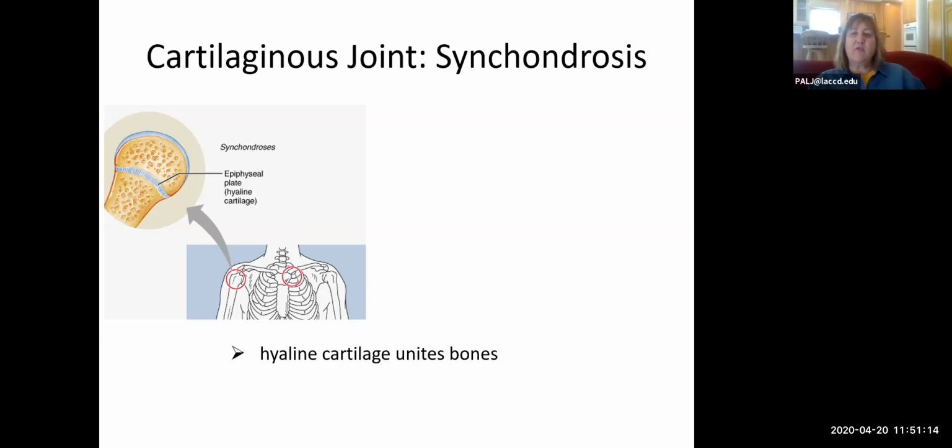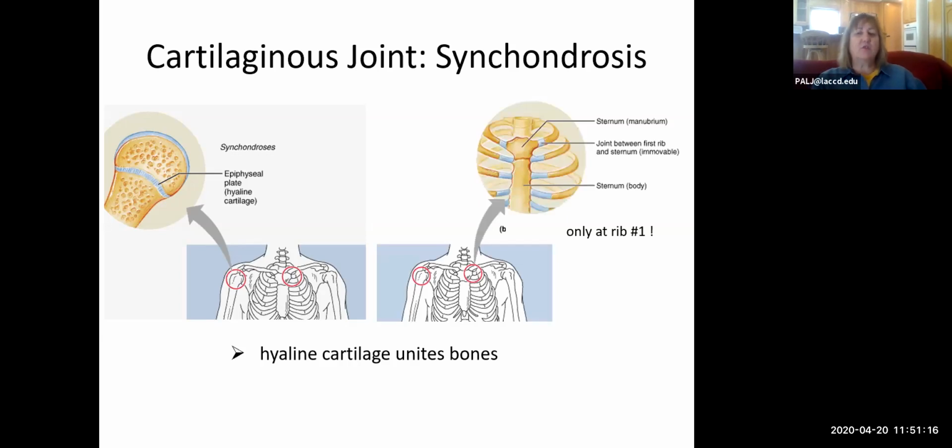Now here is the other place where we have a synchondrosis. There's only one other place besides the epiphyseal plate, and that is between your first rib and the manubrium. Okay. So between the first rib and the manubrium, we have an extra piece of hyaline cartilage. Now you're going to say, well, Dr. Powell, we've got costal cartilage all the way down 1 through 10.